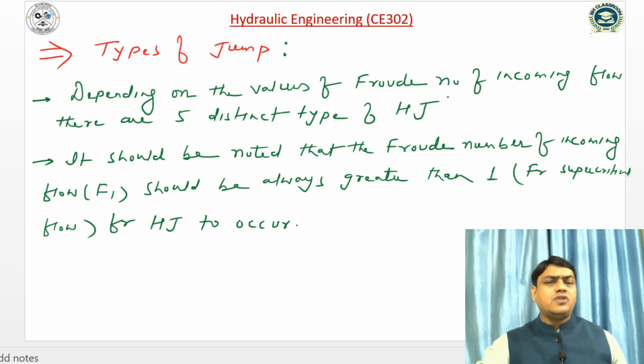So depending on the value of Froude number of incoming flow, there are 5 distinct types of hydraulic jump. It should be noted that the Froude number of incoming flow, that is F1, should always be greater than 1 for supercritical flow for hydraulic jump to occur.